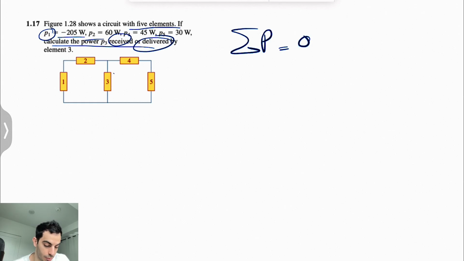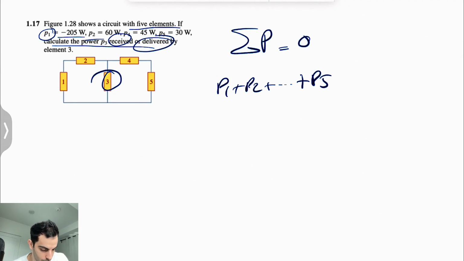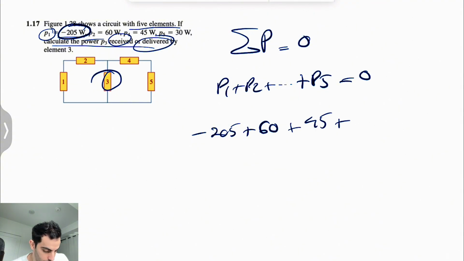So first of all, we know in any circuit the law of conservation of power applies. So the algebraic sum of all powers has to be equal to 0, and we're going to start from each of these 5 elements, and we should be able to find the only unknown that is missing in here, which is P3. So basically P1 plus P2 plus P3 plus P4 plus P5 has to be equal to 0. So P1, we have it minus 205. P2 is 60. P4 is 45. And P5 is 30. And we have P3 missing.